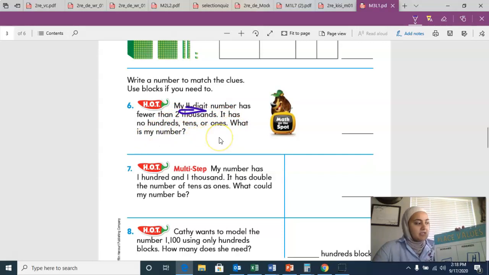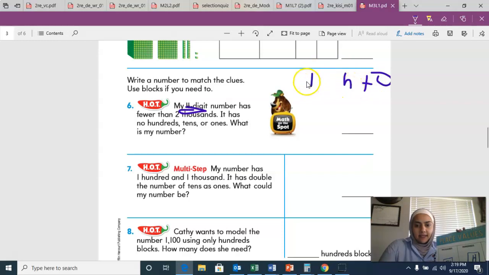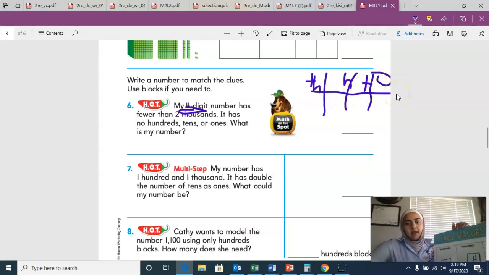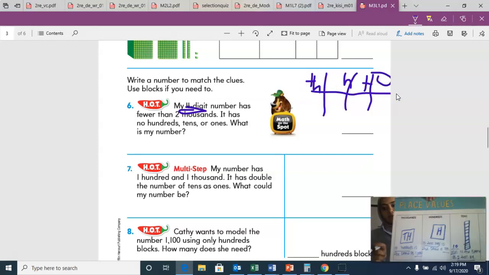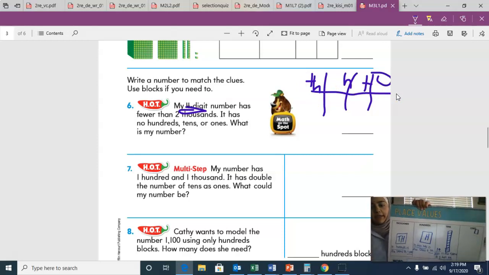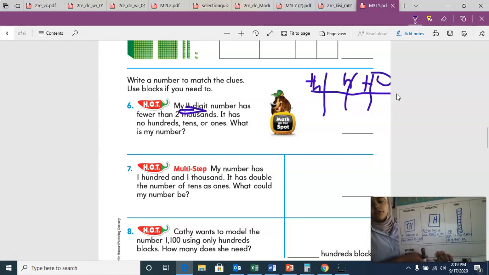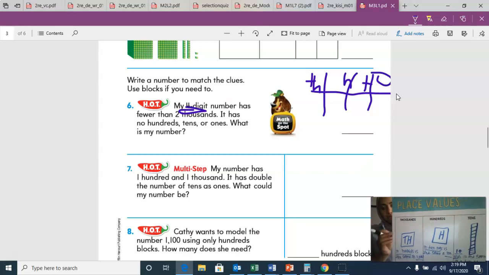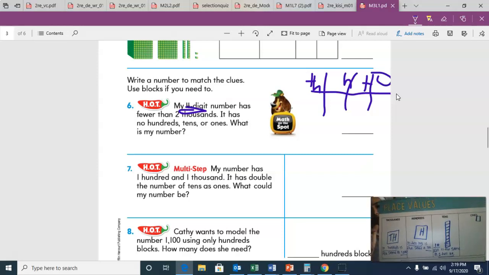What is my number? So you have to write a place value chart, which is ones, tens, hundreds, and then thousands is TH, and then plug it in. I know that looks really bad, but I am using a mouse. So here's my place value table, and I am going to use the clues they gave us to write my number. There we go. Okay, so there's ones, tens, hundreds, thousands.